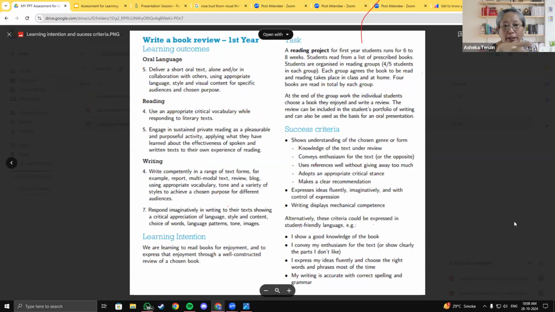Okay, so this is about writing a book review, and it is for grade 6 students. The learning outcomes for writing a book review are, we are looking at oral language, we are looking at reading, and we are looking at writing. So these are all the learning outcomes that we are looking at after we have finished this particular lesson or the task that is given to the student. Now, if you see below the learning outcomes, you have the learning intention. Please read it carefully.